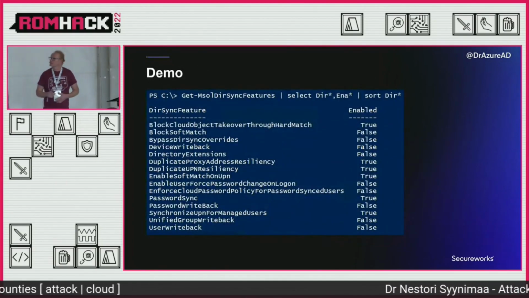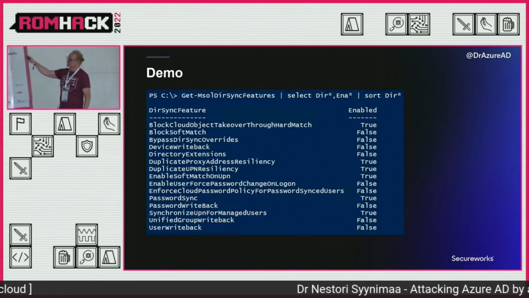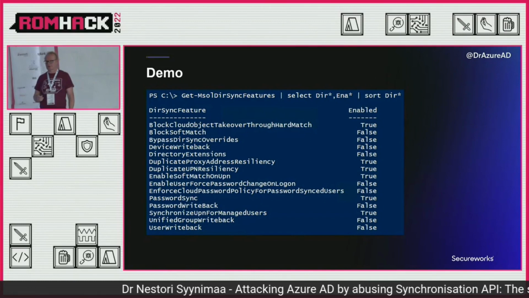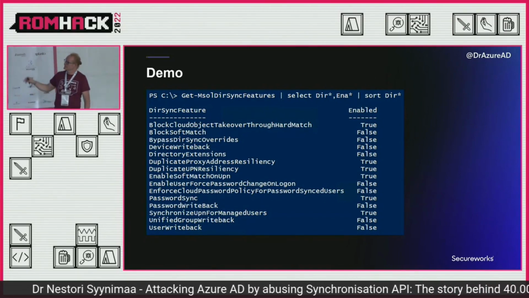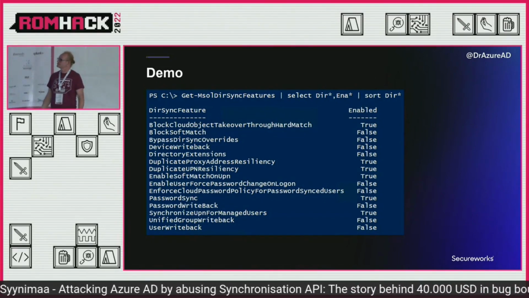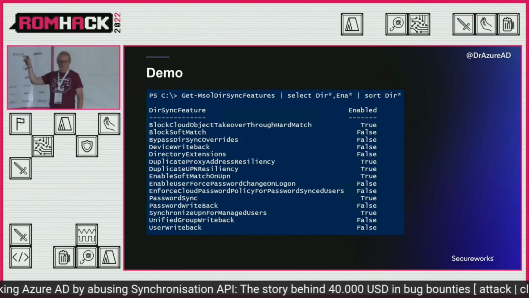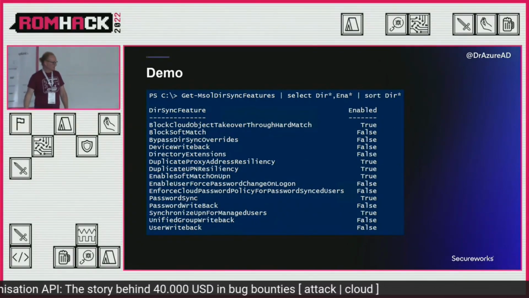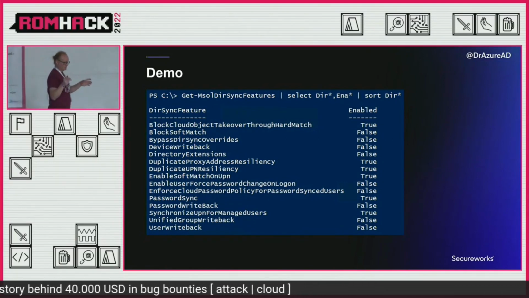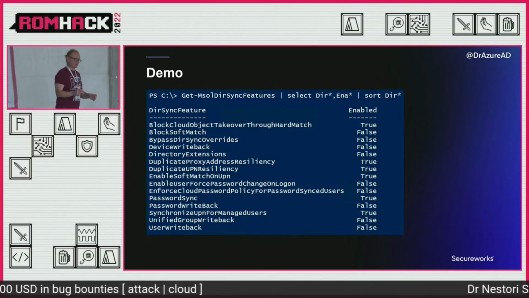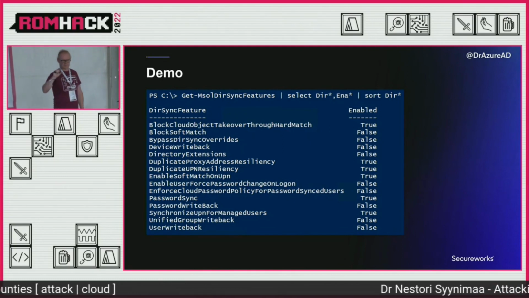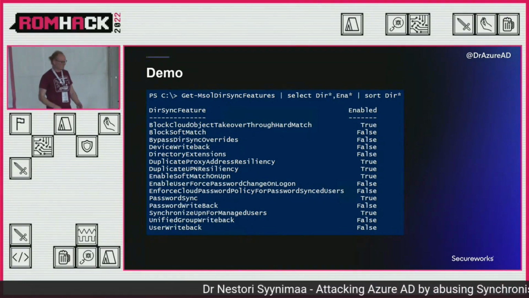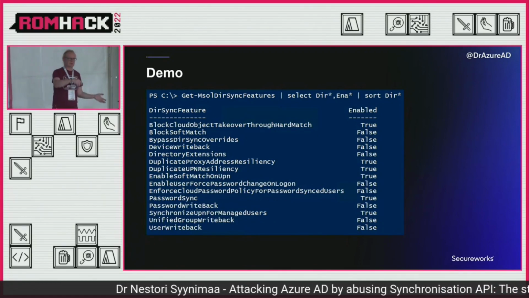This is a function from the Microsoft MS Online PowerShell package that you can use to list those features. And as you can see, there are a lot of those features, and some are on, some are off, okay? Using the Directory Synchronisation API, I was changing that number, and then I watched here what changed, okay? That way I was able to reverse engineer that.